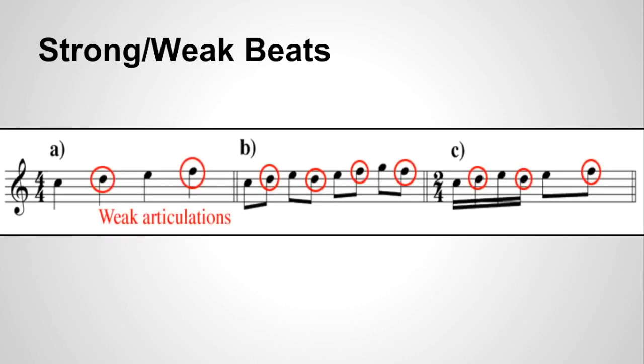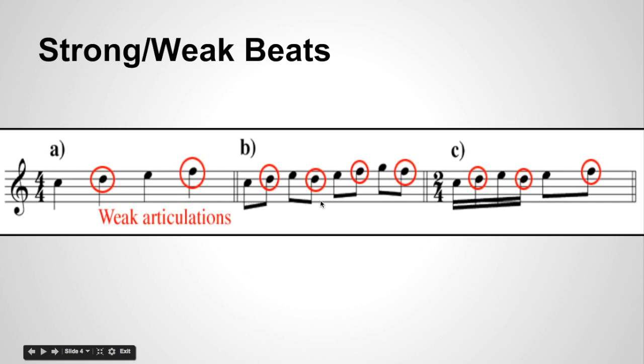So let's also look at strong and weak beats. And we have three separate instances here. In instance A, you're going to notice we're dealing with quarter notes. So the strong beats are beats 1 and 3 in this example. And then the weak beats are beats 2 and 4. Those are circled, they're the weak beats.